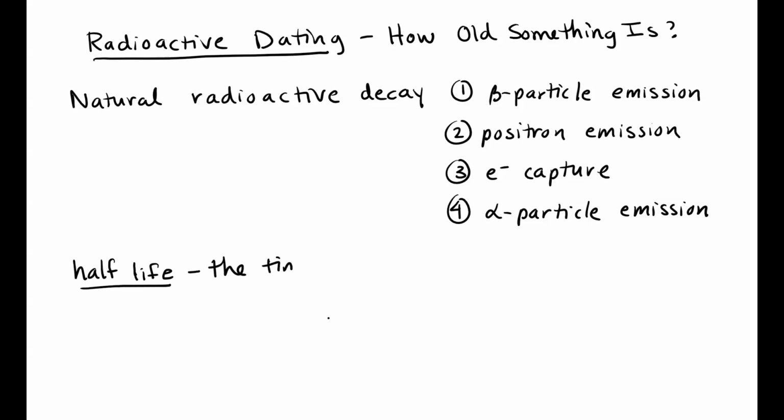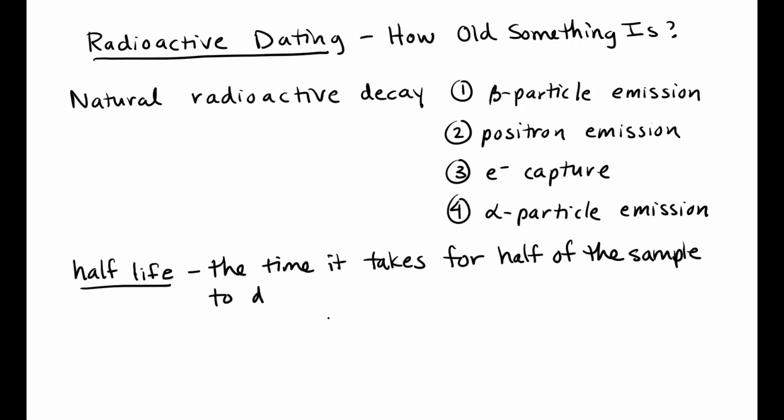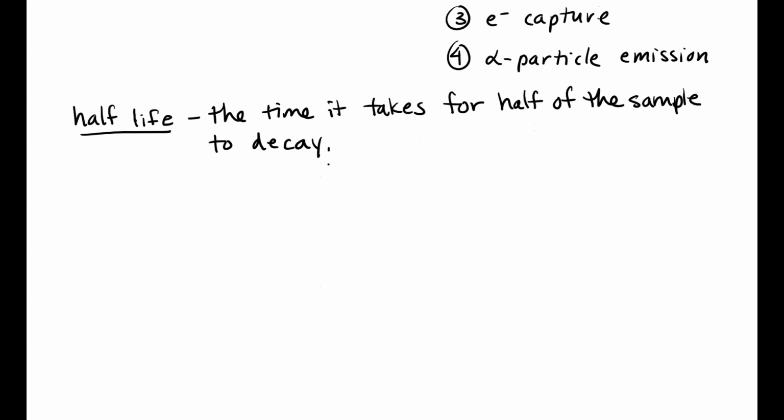So it's the time it takes for half of the sample to decay. So for example, let's look at carbon-14. Carbon-14 is unstable. It will emit a beta particle and turn into stable nitrogen-14. And you might remember in the last video that I referred to the carbon-14 as the parent isotope, and the nitrogen-14 is the daughter isotope.